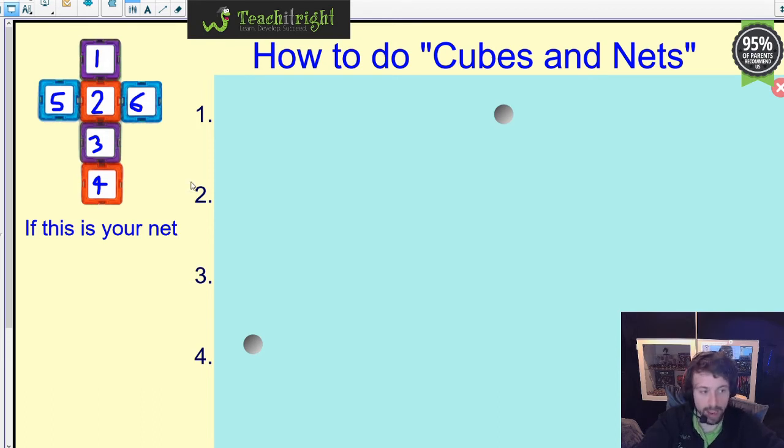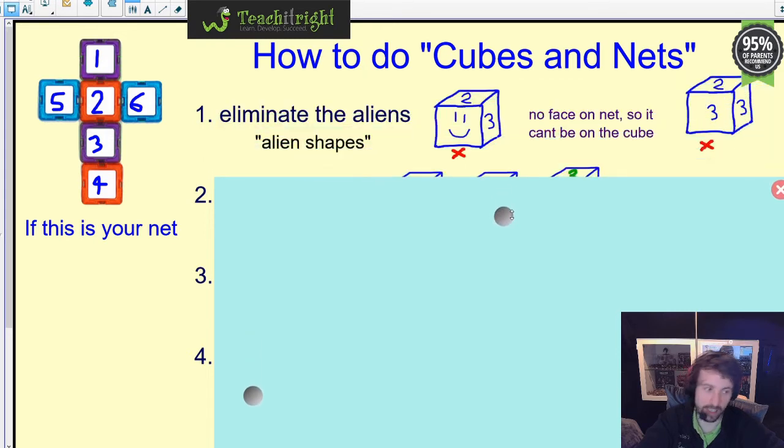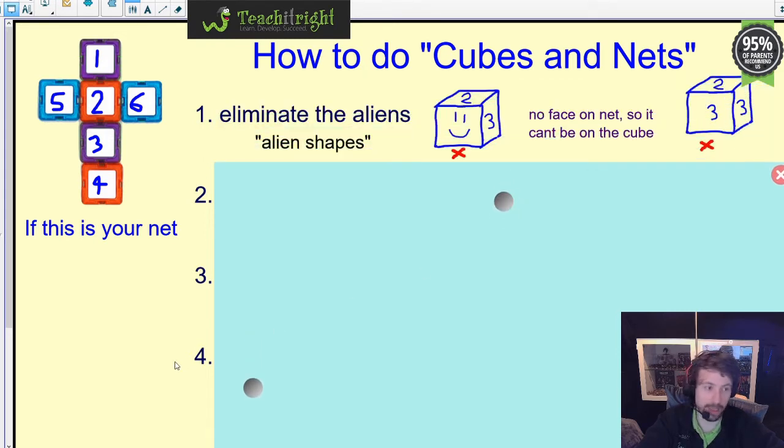Step 1 for how to identify an incorrect cube, or a cube we're going to eliminate, is to look for the alien shapes. Alien shapes are shapes that have a feature on them that cannot exist. So if I have a net, and I fold up this net full of numbers, it is not possible for me to end up with a cube with a smiley face on it. That is an example of an alien shape. It's a shape that's appeared out of nowhere. It's an imposter. It can't be there.